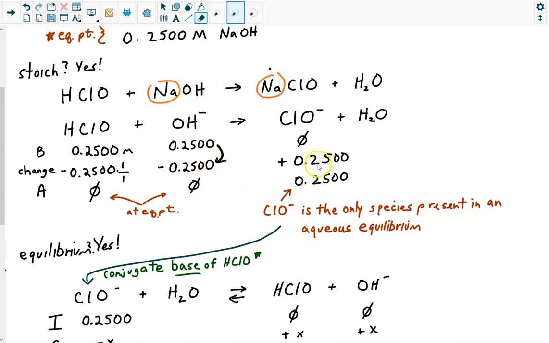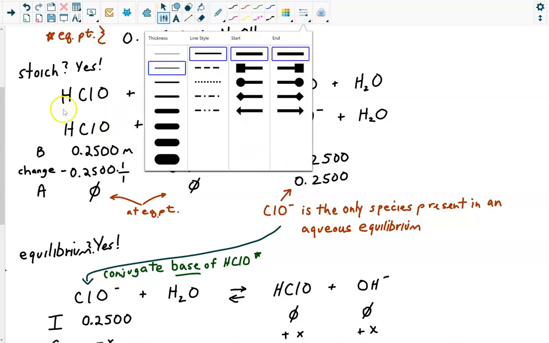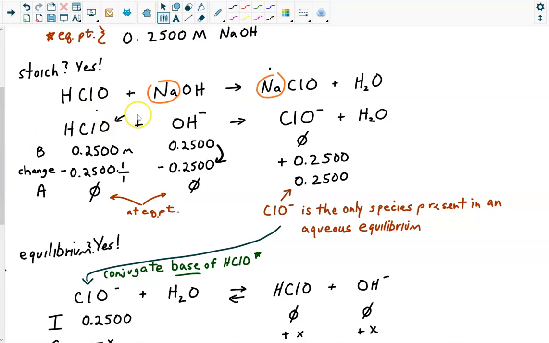But what's going to happen to the ClO? Well, all of this HClO is going to be converted into ClO minus, right? All of this. And so that concentration, when this conversion happens here, will make 0.250 molar hypochlorite ion. So after the reaction, you have some conjugate base, and it's going to be present in water. Because you are at equivalence, ClO minus is the only species present.